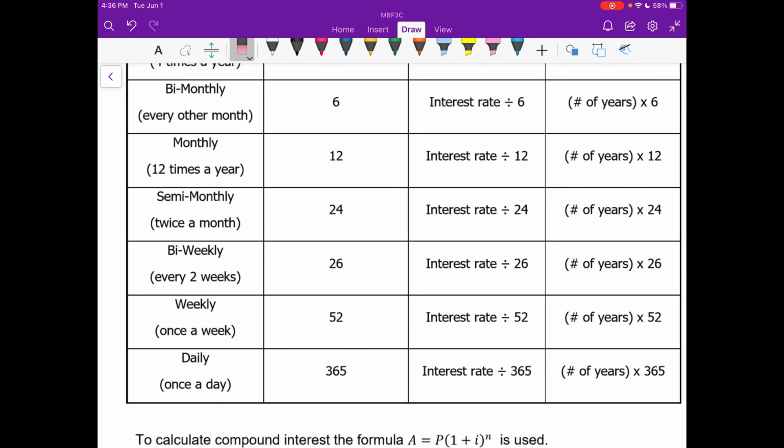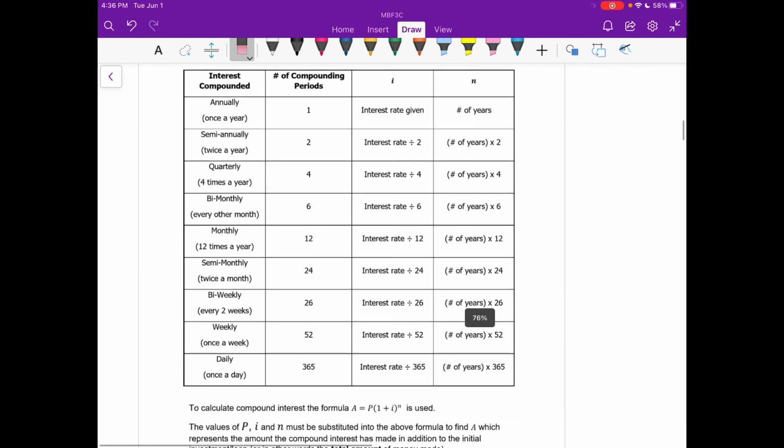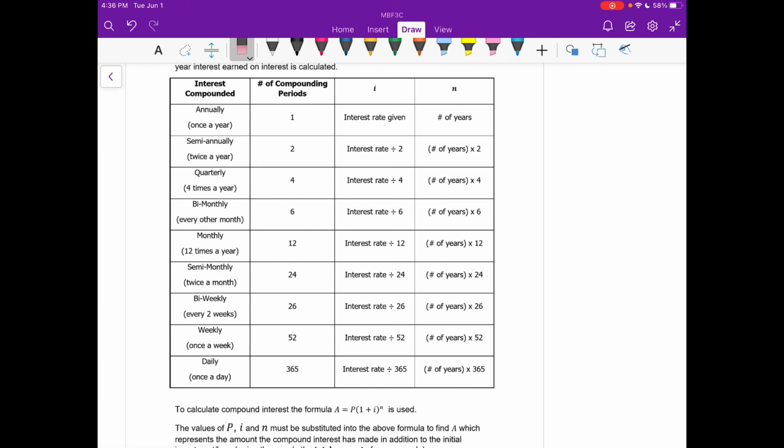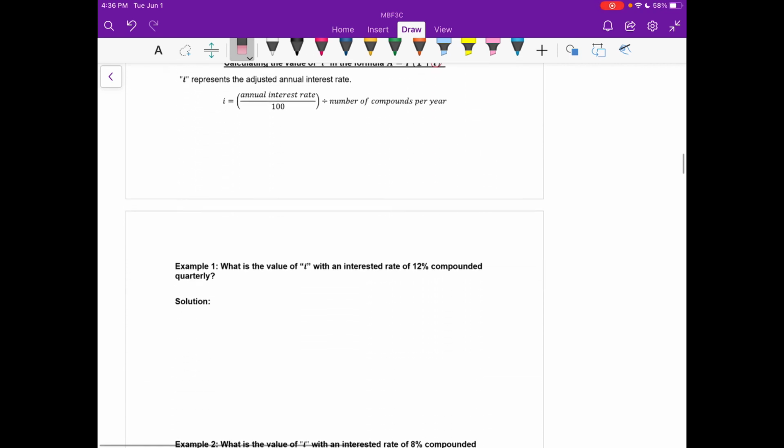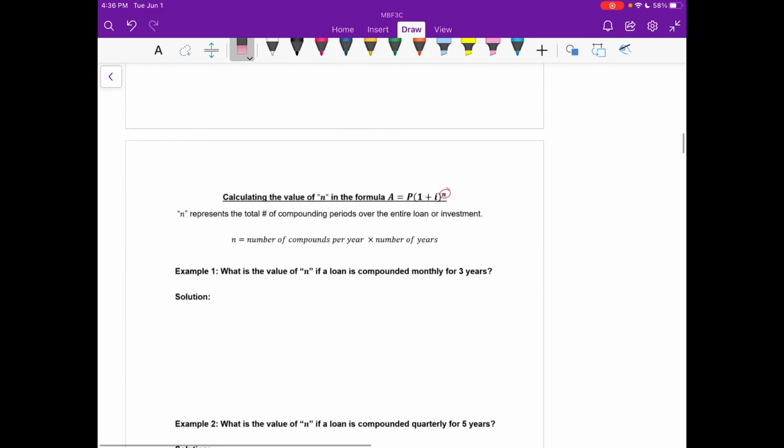You can simply print this chart and keep it for yourself, right? Really easy. It's all there for you. It's laid out how interest rate works, how compounding periods are calculated. Okay? All right.